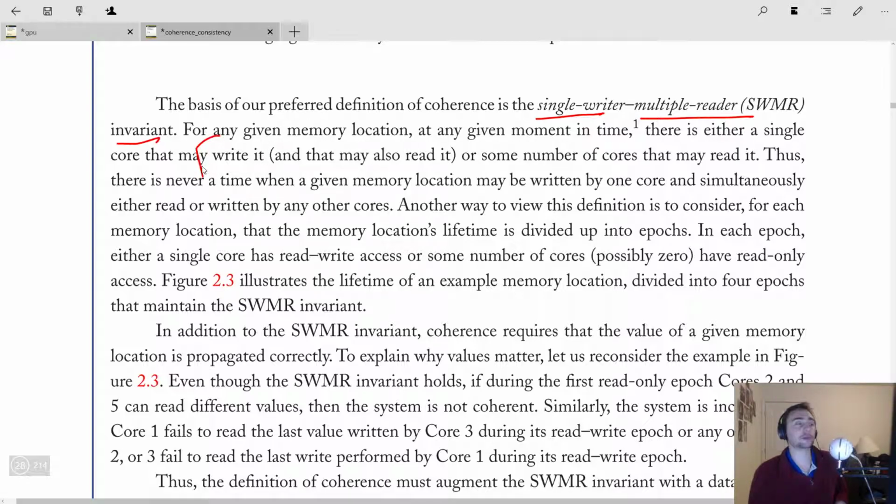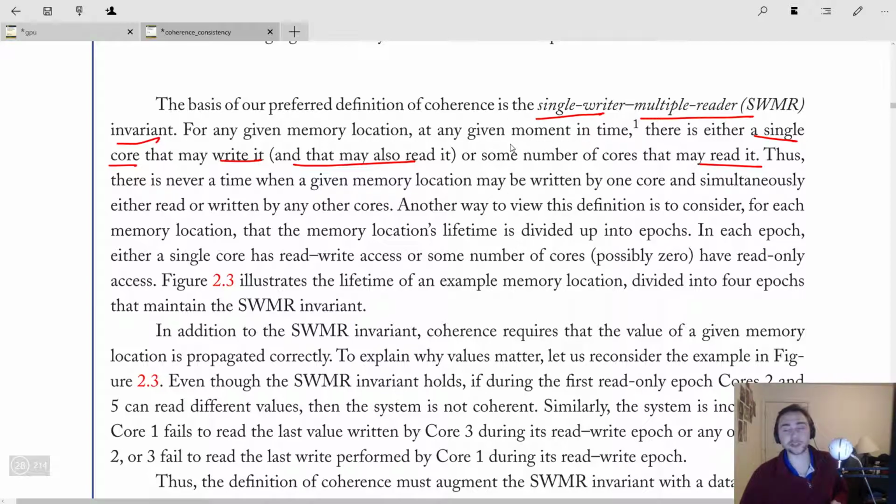So for any given memory location, at any given moment in time, there is either a single core that may write to it, and of course if you can write to it, this also implies that you can read it, or some number of cores that may read it. Now, the number of cores that may read it may also be 0, right? So both of these could be 0.